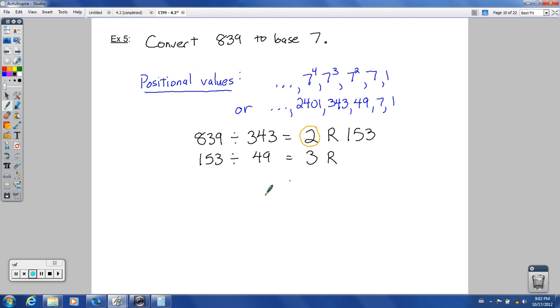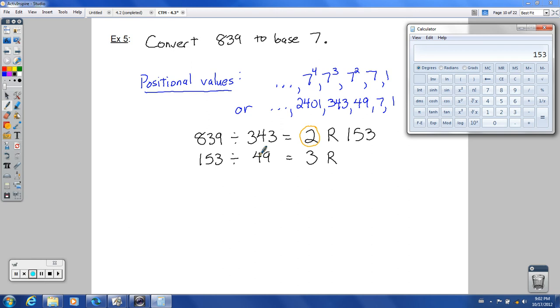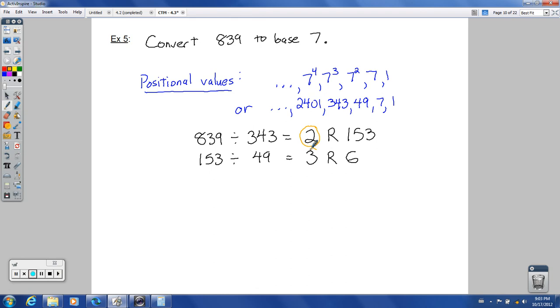And I'll take out my calculator. I think I could do this one in my head, but maybe you're not seeing that, because this would be 3 less than 50 and you've got 3 more than 150, so I think it's a remainder of 6. Let's just verify that here. So we have 153 minus 3 groups of 49, and that is 6. So minus 147 gives you that, just like I thought. That should be a 6 there. So this number is going to be this place value right there. That's the third place value.